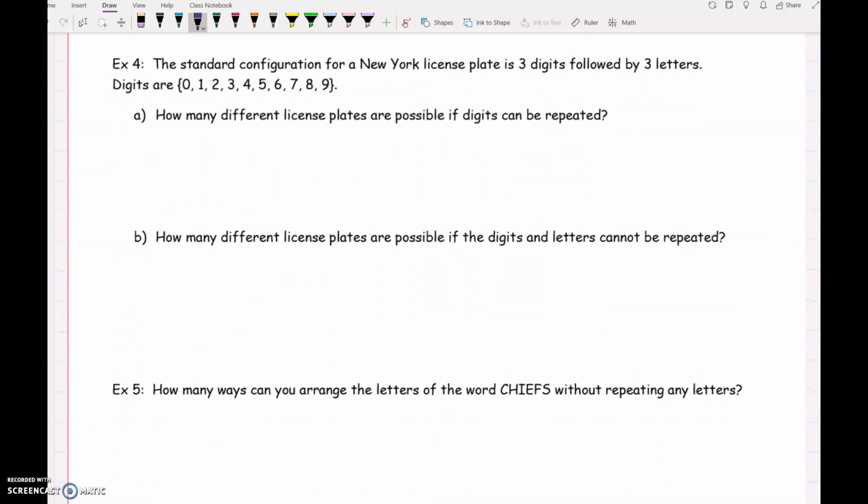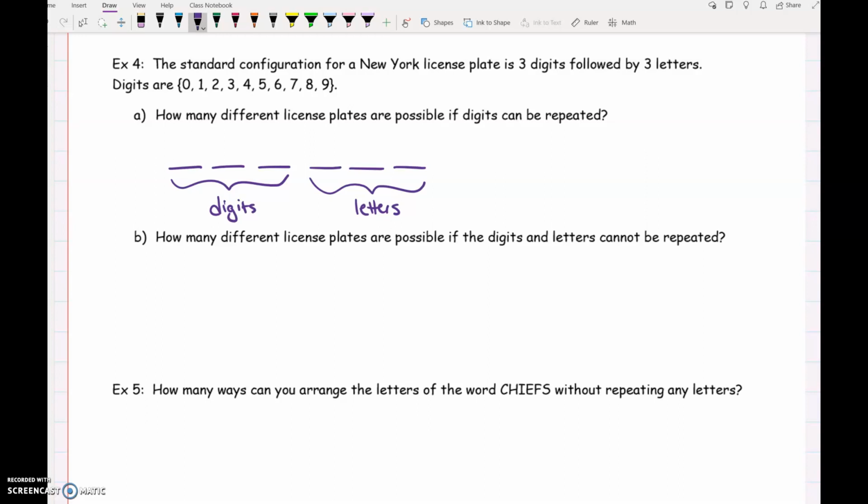We also can do slightly more complex things. The standard configuration for a New York license plate is 3 digits followed by 3 letters. I'm going to visualize this. These 3 are going to be digits, and these 3 are going to be letters. Okay, the digits are 0 through 9, which means that there are 10 digits. So there's 1 through 9 and 0, 10 digits total.